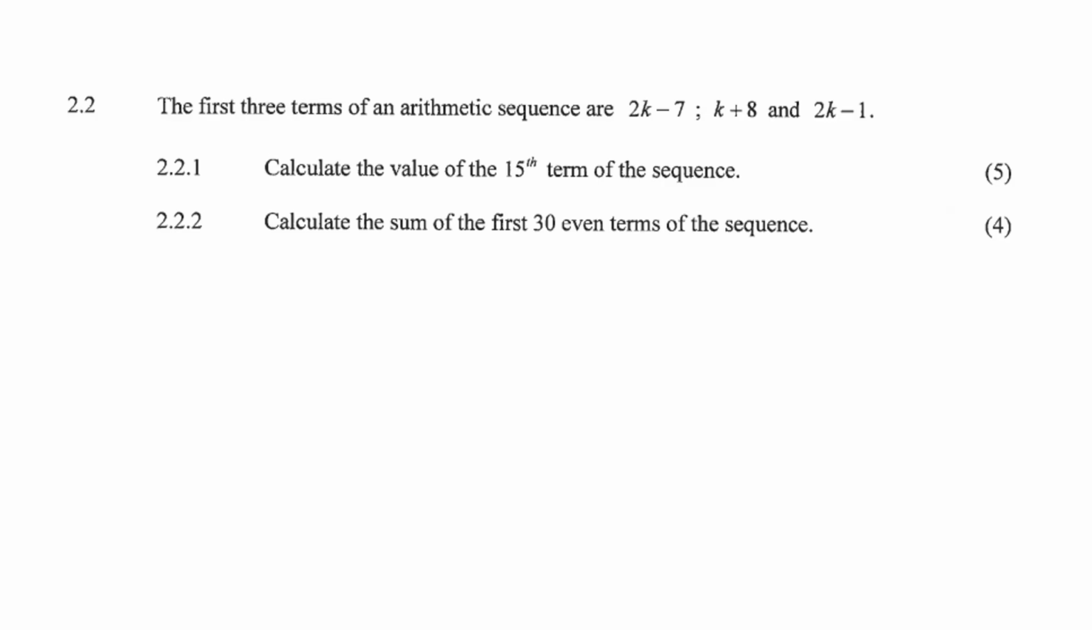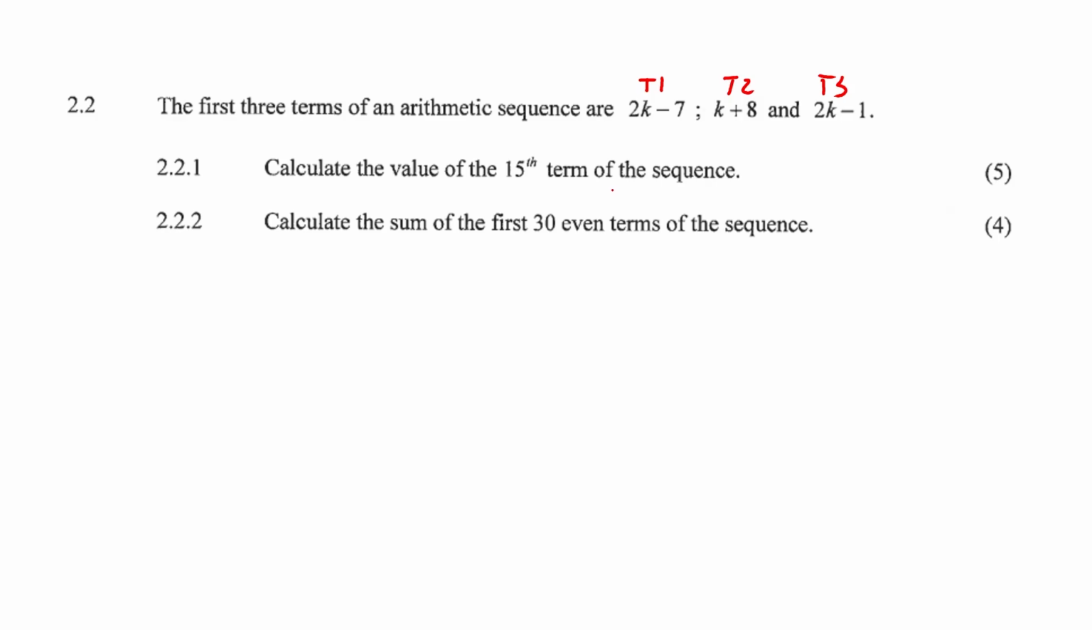2.2, the first three terms of an arithmetic sequence are 2k minus 7, k plus 8, and 2k minus 1. So that's going to be term 1, term 2, and term 3. So 2.2.1, calculate the value of the 15th term of the sequence. A relatively basic, straightforward question.